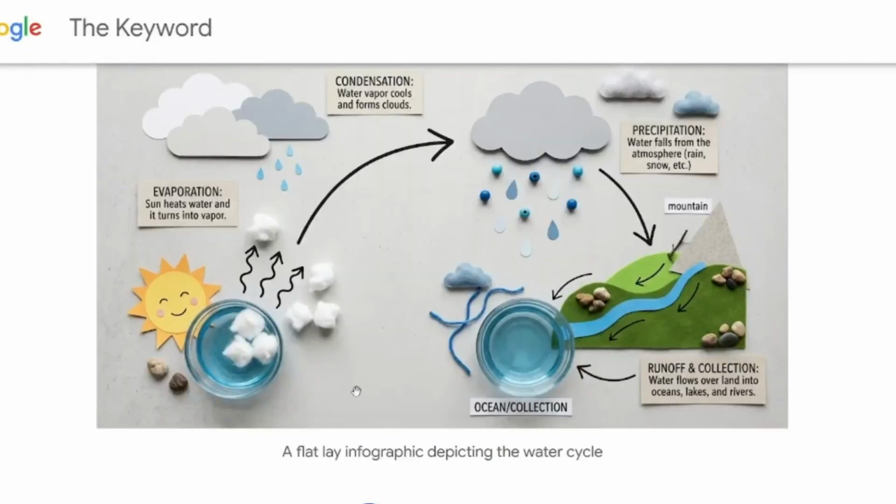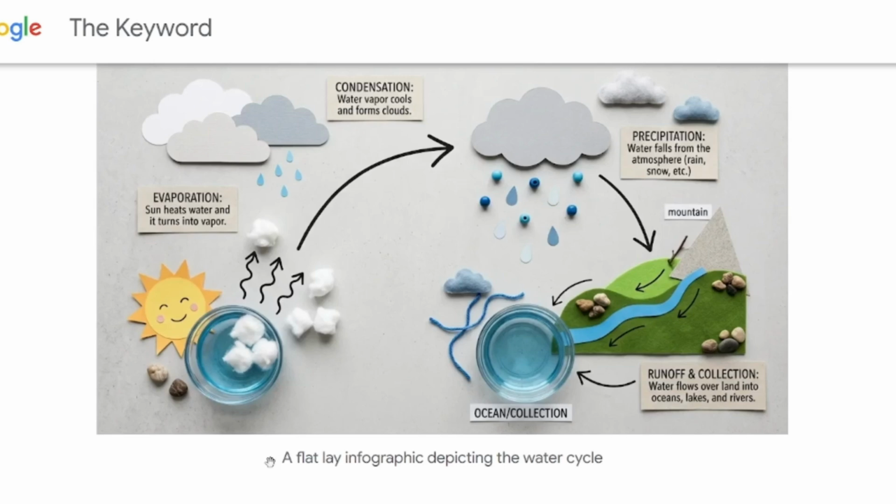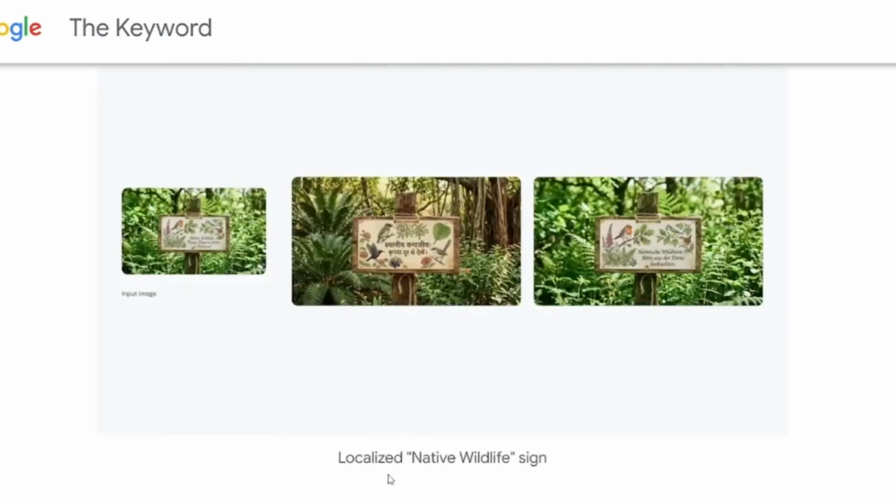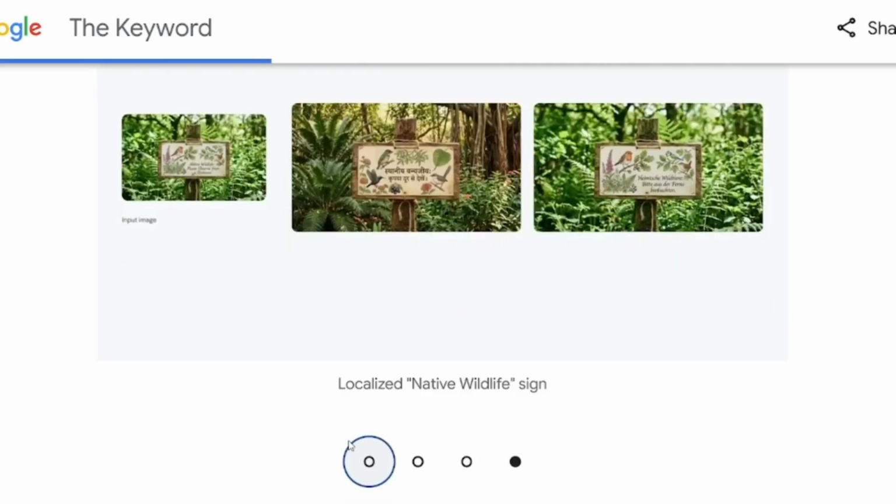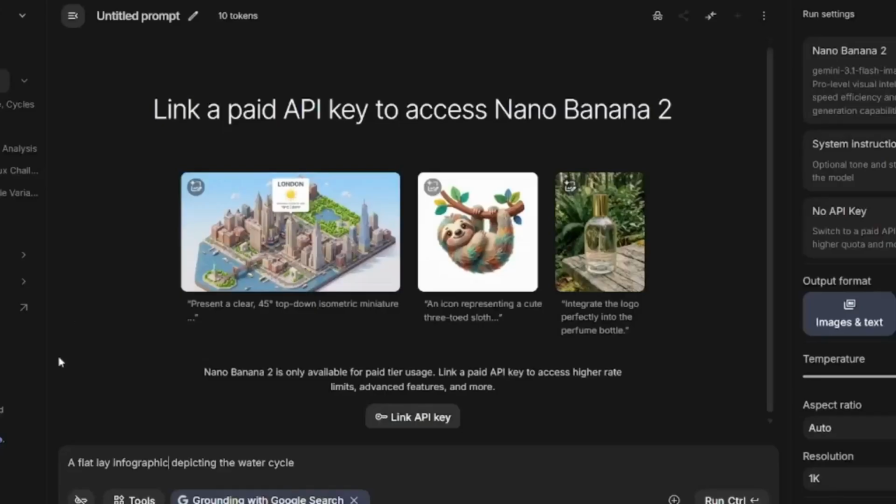Let's go back up. I like this one that had a flat lay infographic depicting the water cycle. And let's see if we could maybe recreate that. And here we do have the prompt that I just put in, a flat lay infographic depicting the water cycle. Let's see if it'll let me run this.